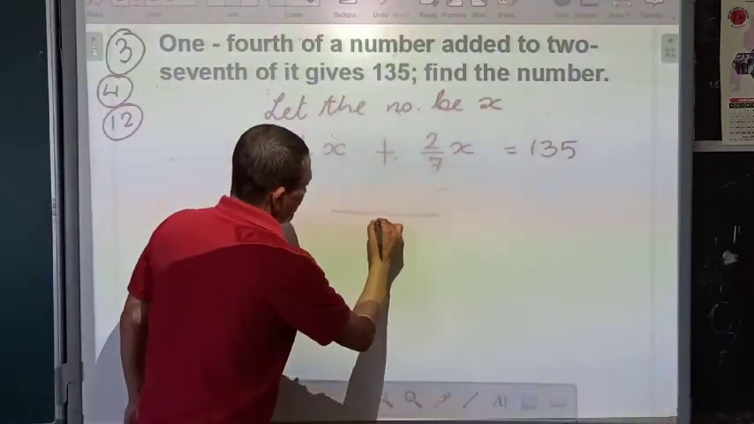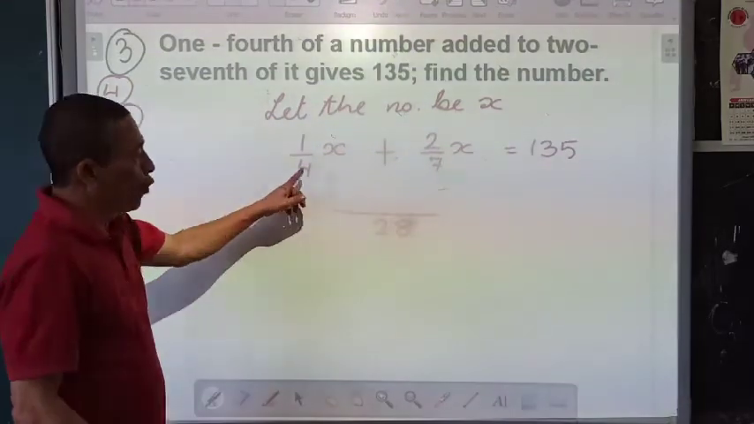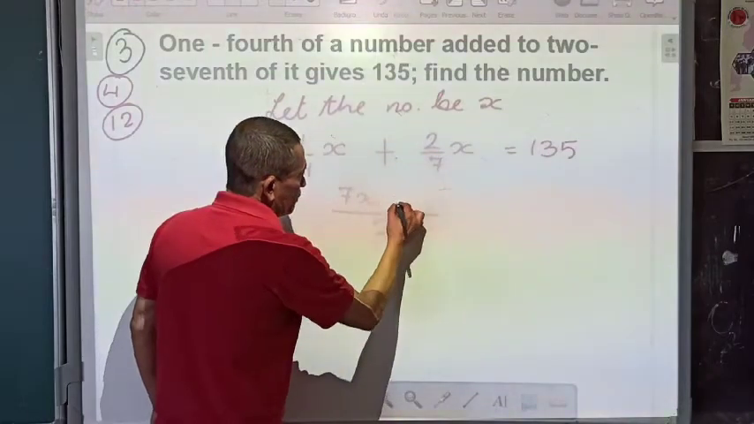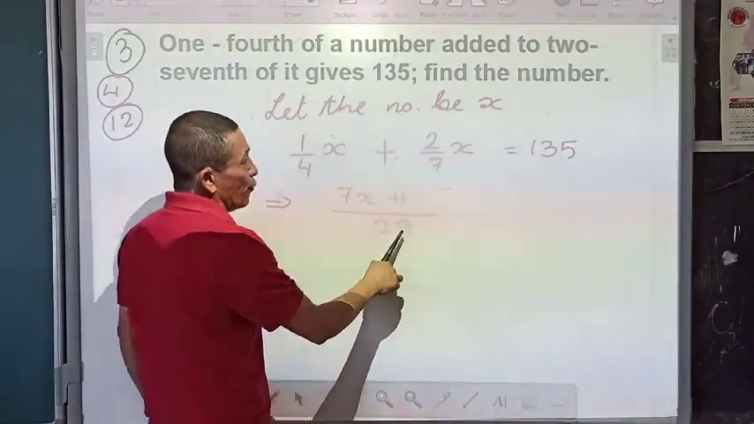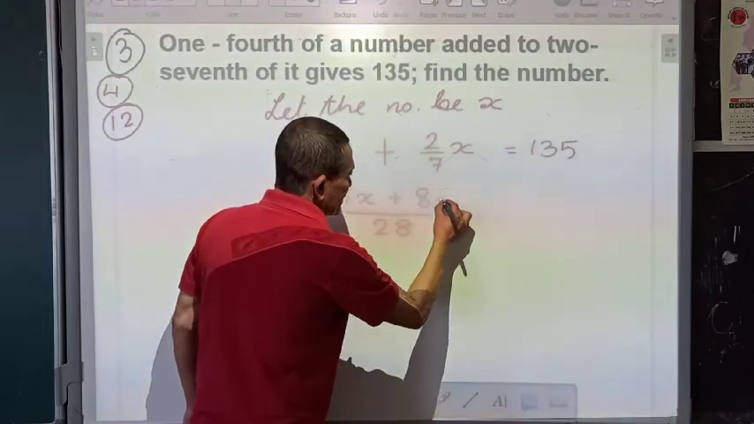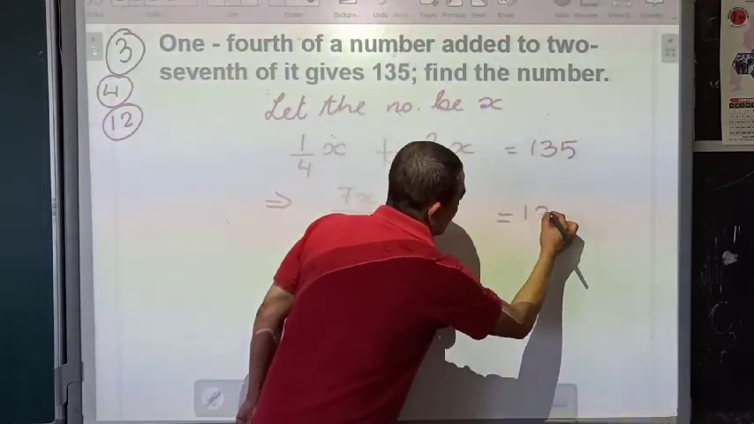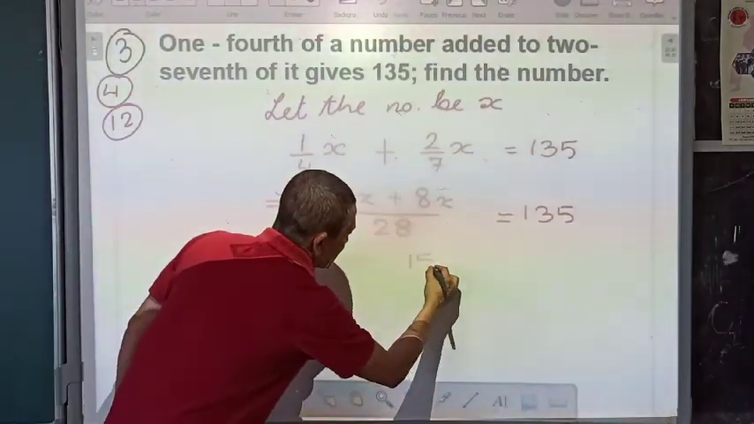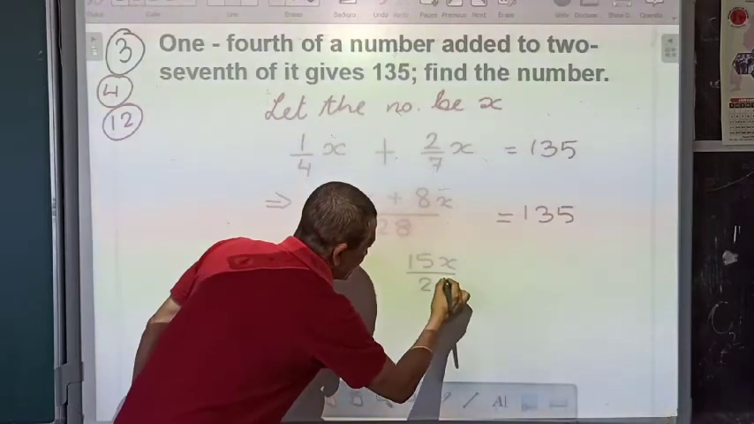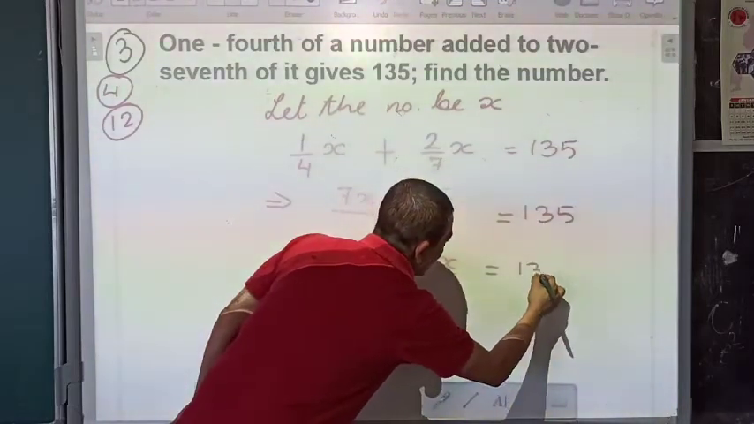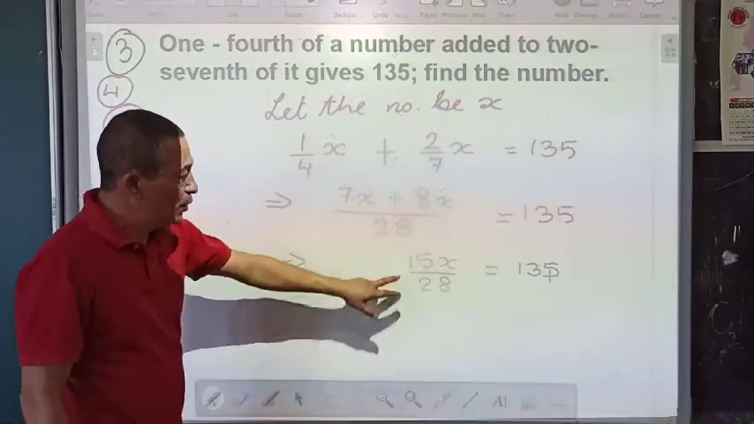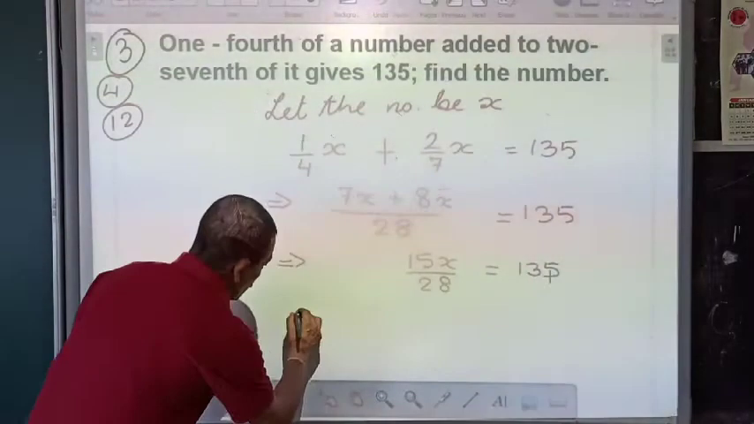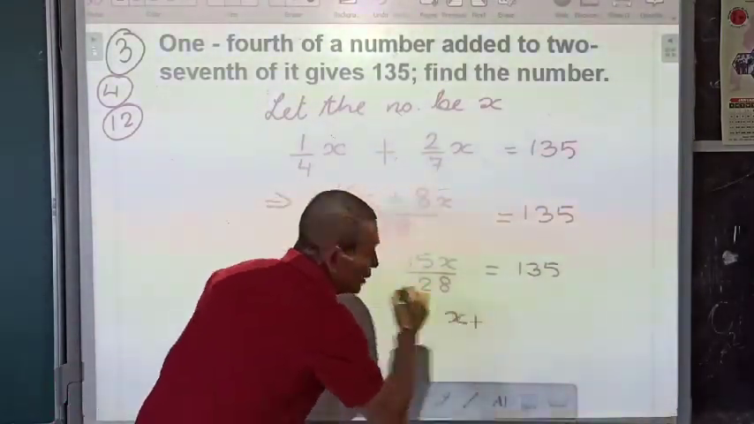LCM of 4 and 7 is 28. 4 will go 7 times. 7 into 1x, that is 7x, plus 7 will go 4 times. 4 into 2x will give me 8x. So that will be equal to 135. Or I can say 15x upon 28 is equal to 135. Now my next step is to move this 15 as well as 28 to the right hand side, so that I'll be left only with x on the left hand side.